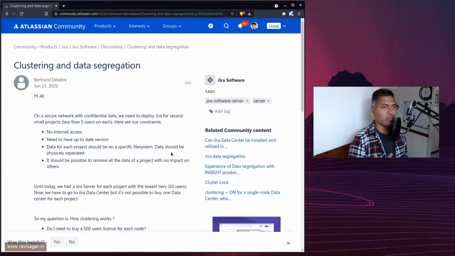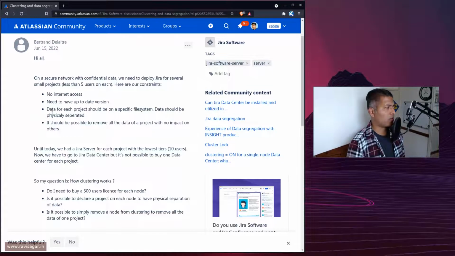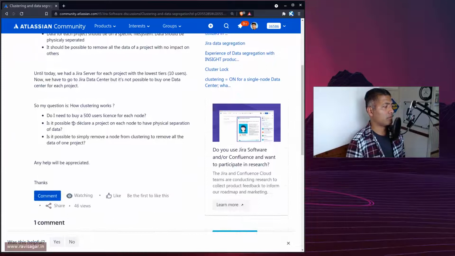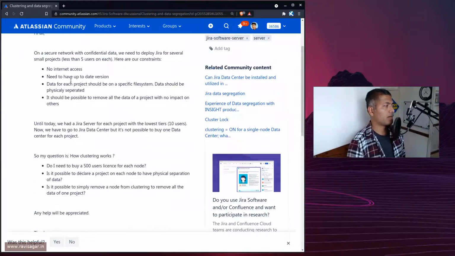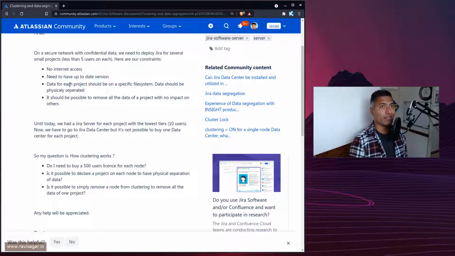for those projects. Let us say in your company you have 5 projects, and those 5 projects are, let us say, top secret. You cannot really afford to leak information or share information. I think that is the right word. So in this particular case, the question from this user is about how to have this setup where you have separate projects running on their own Jira instances.